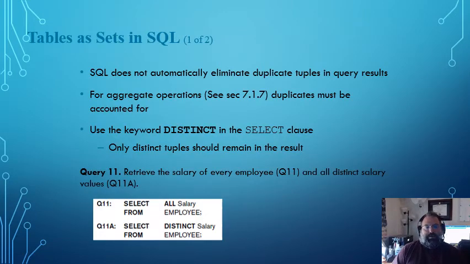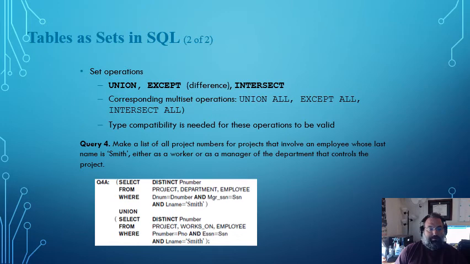SQL does not automatically eliminate duplicate tuples in a query result. You can do so by adding the word distinct. There are times that you want to get rid of any kind of duplication. So if, in your selection criteria, you have people with multiple records that are matching, then you may want to add the word distinct in order to refine that result.